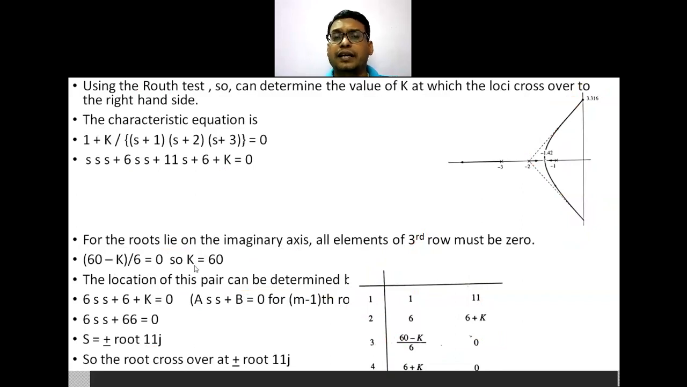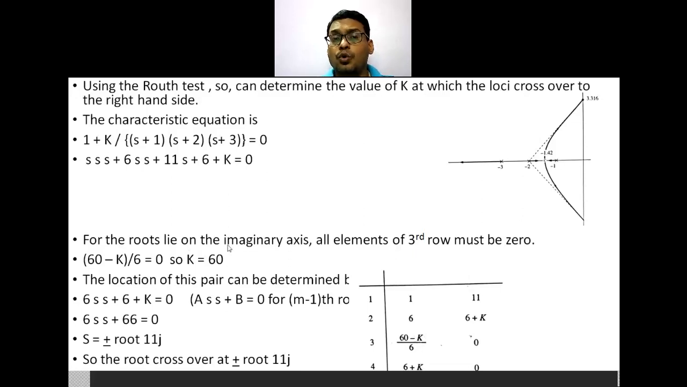For k, that comes as the value of 60. The root lies on the imaginary axis when all the elements of the third row are 0. So what are the elements of the third row? One is (60 minus k) upon 6, and the other is already 0. So this value, (60 minus k) upon 6, is to be equated to 0. So what will be the value of k? That is nothing but 60.